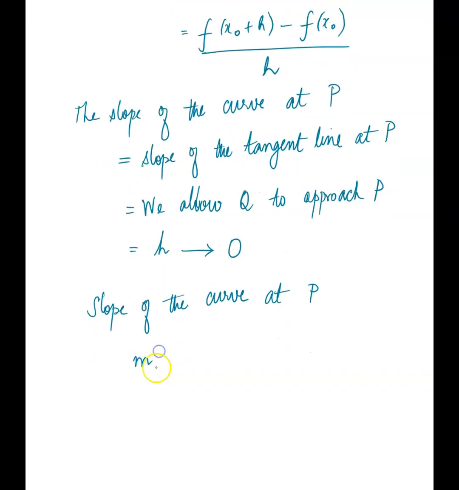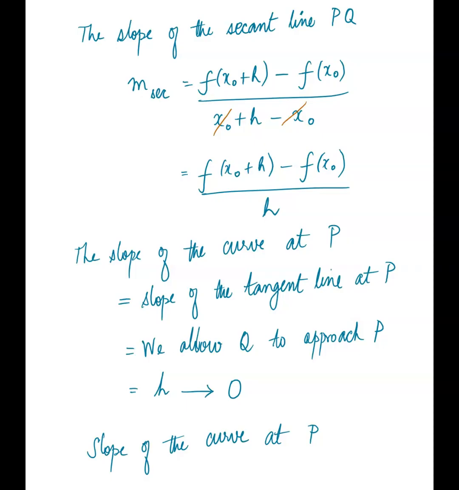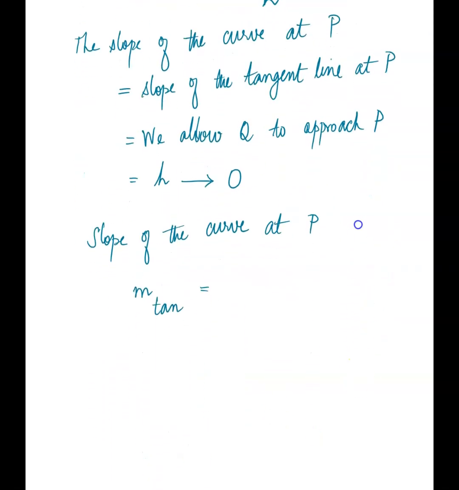It will be the same as the slope of the tangent line. Notice how there it was m secant, m with the suffix secant, and here it's m with the suffix tangent. So m tangent will be the limit as h approaches 0 of f of x naught plus h minus f of x naught all over h.